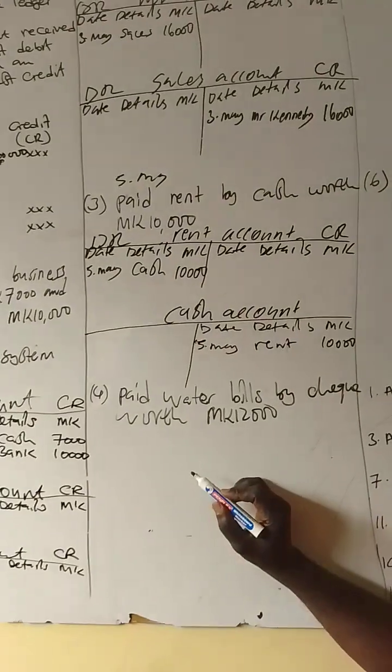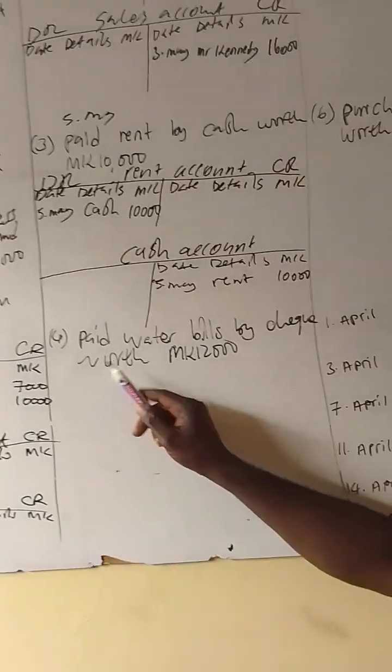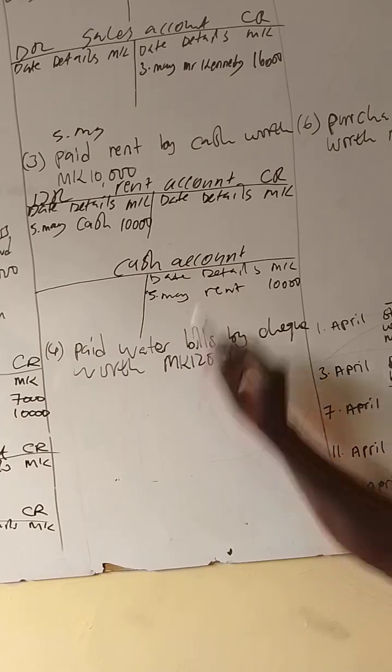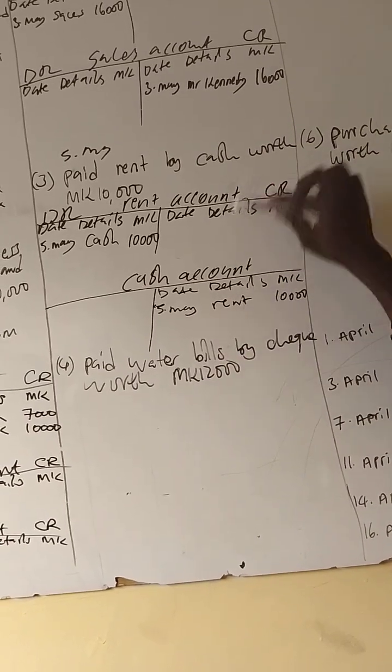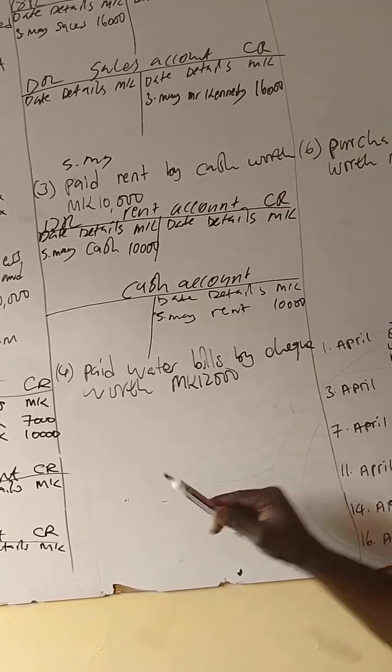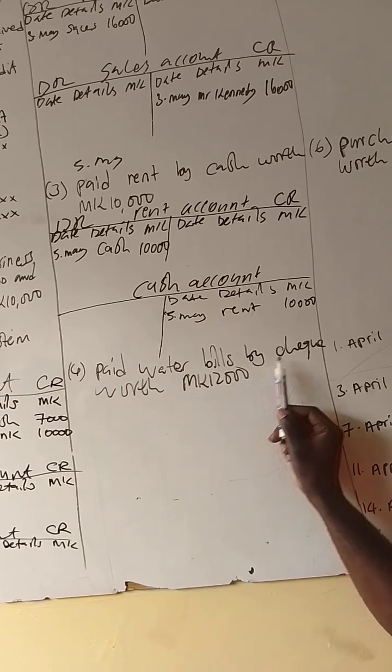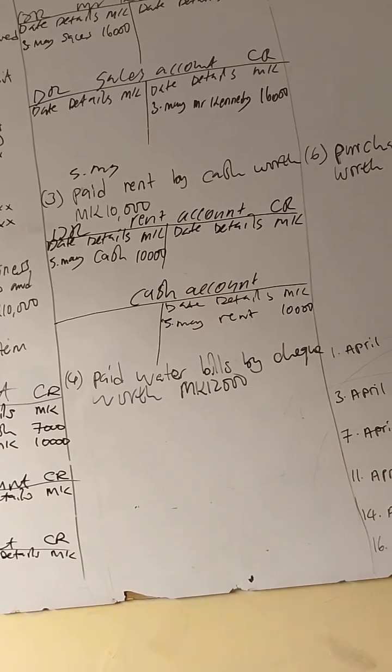Let's go to another account. This account is what we call paid water bills. It's the same as this one. They are very similar. We have paid water bills by check worth 12,000.